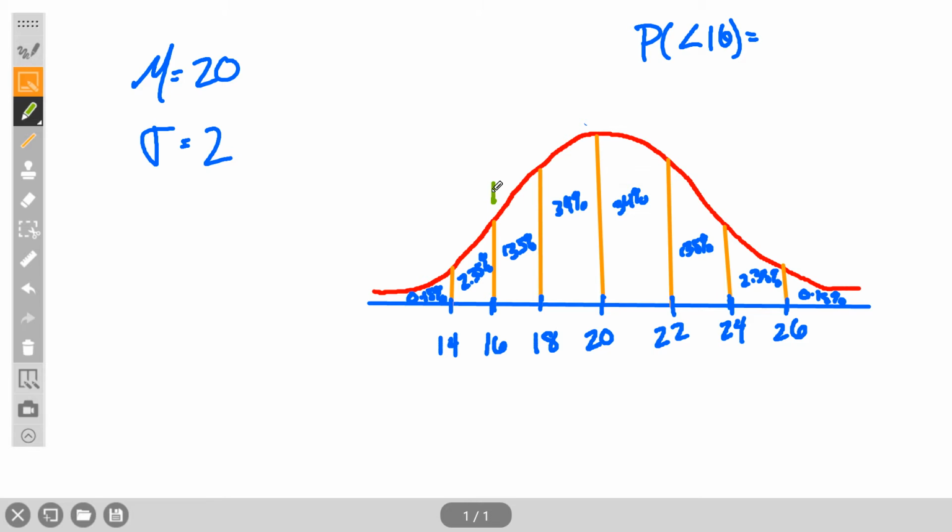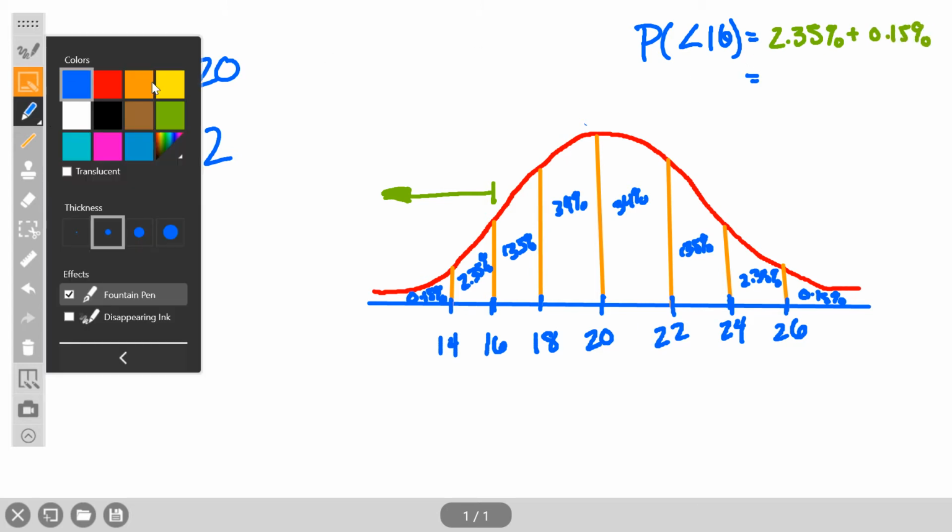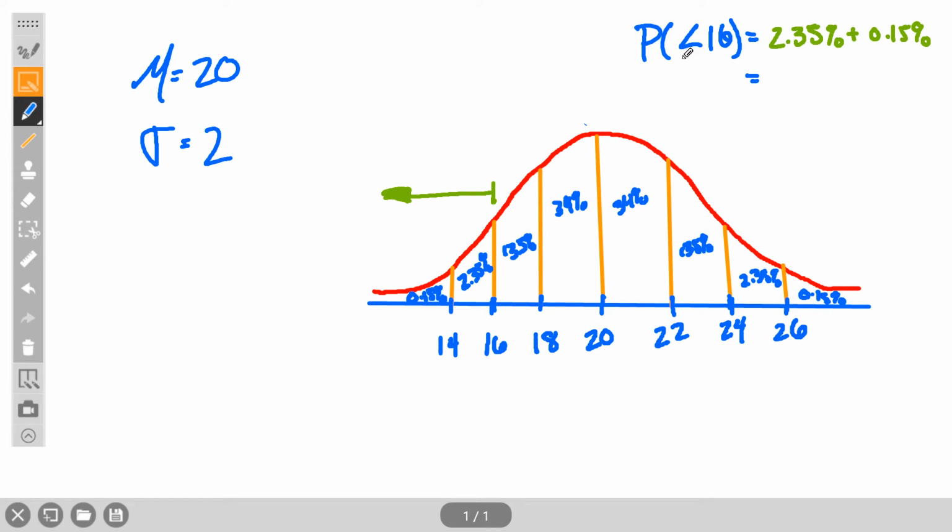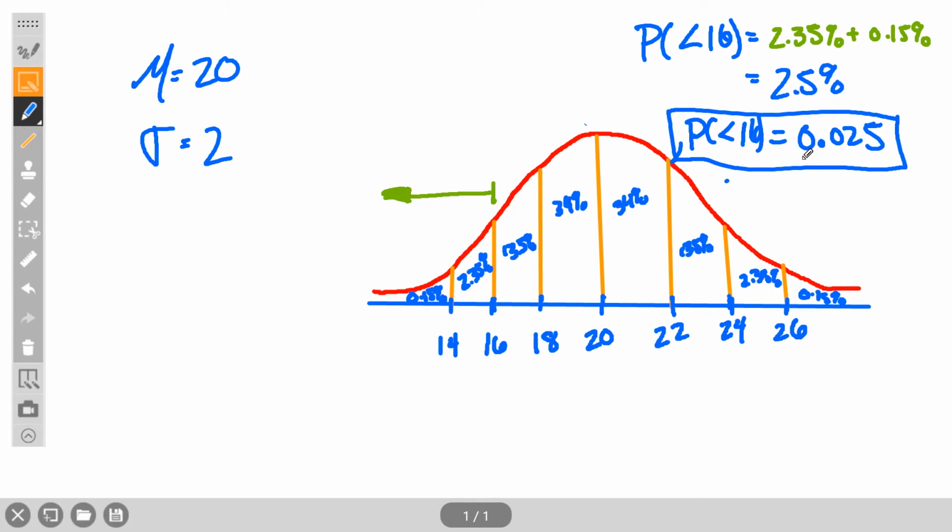So here's 16. We want the probabilities to the left of that, so there's two of them. 2.35 and 0.15. 2.35% plus 0.15%. So that would be 2.5, I believe. 2.5%. So expressing that as a probability, the probability of less than 16 is 0.025. Because that's 2.5%. So this is the first one.